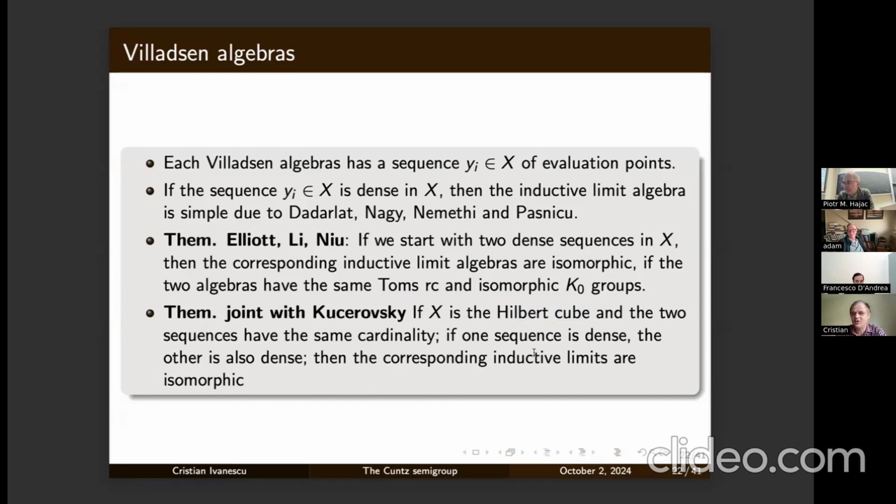So then the corresponding inductive limits are isomorphic. So we have a similar conclusion. Definitely, the result of Elliott, Lee, and Niu is much, much nicer and reaches more algebras.